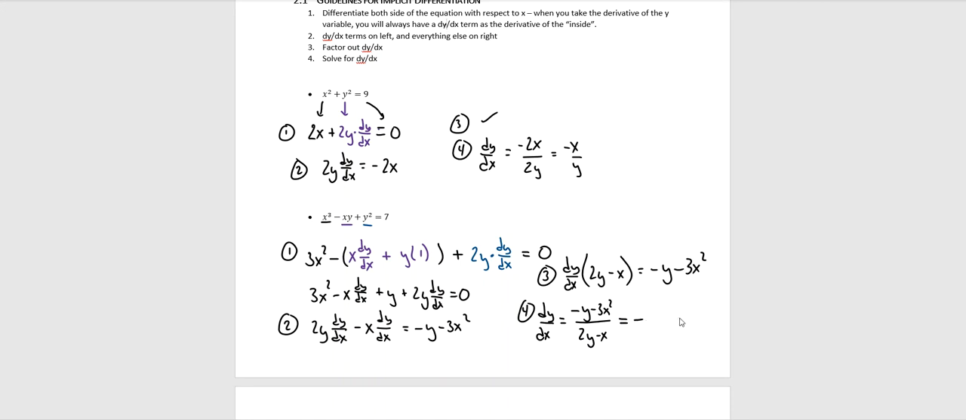Or you could factor that negative out so that it's in the front. So I just factor the negative out, put it in the front. Or this negative can switch the order of the subtraction.